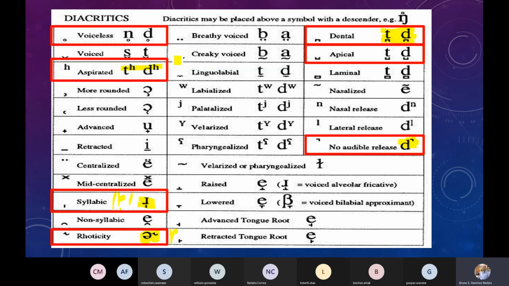Okay, so I would focus on this aspiration feature, on the syllabic feature, rhoticity after a schwa, unreleased plosives, and also dentalization of plosive sounds, specifically the alveolar sounds t and d.